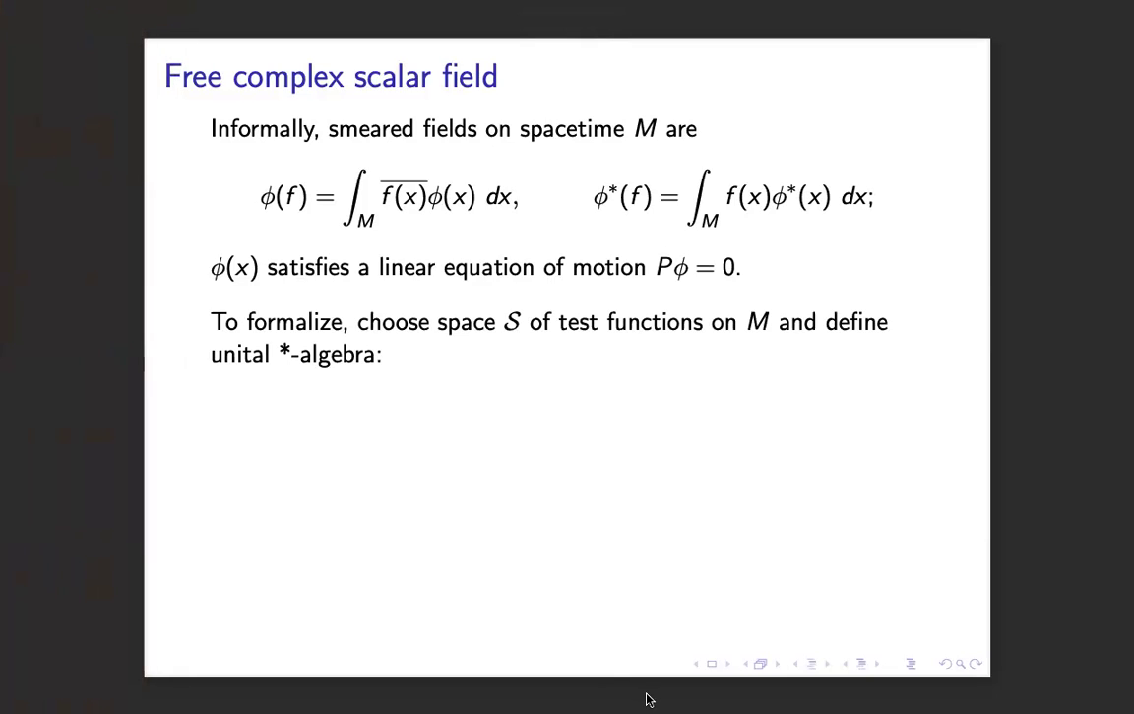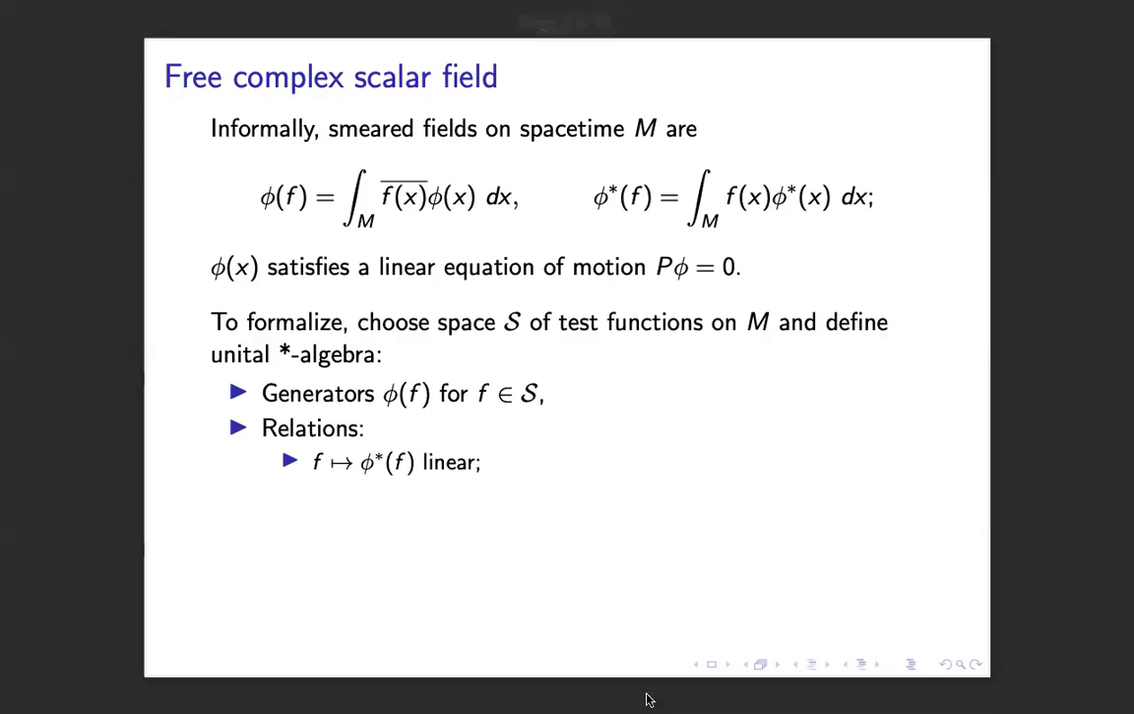So the way this is formalized is instead we take this smeared phi of f to be the basic object. So we choose some space of test functions that we're going to use, and we define a unital star algebra. Star algebra just means that you can multiply things and take conjugates of them, and unital means we have an identity in the algebra. We define this by generators and relations. We take the generators to be smeared fields labeled by all test functions. So we have those, we have their conjugates, and we have the identity.